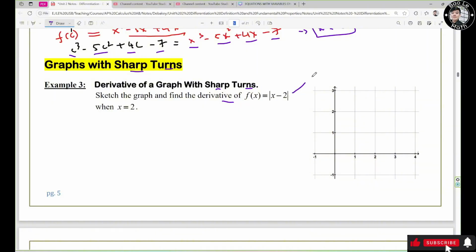absolute value of s minus 2 equals s minus 2 if s minus 2 greater than or equal to 0, negative s plus 2 if s minus 2 less than 0, right? Now, we're gonna sketch the linear function s minus 2 first, right?